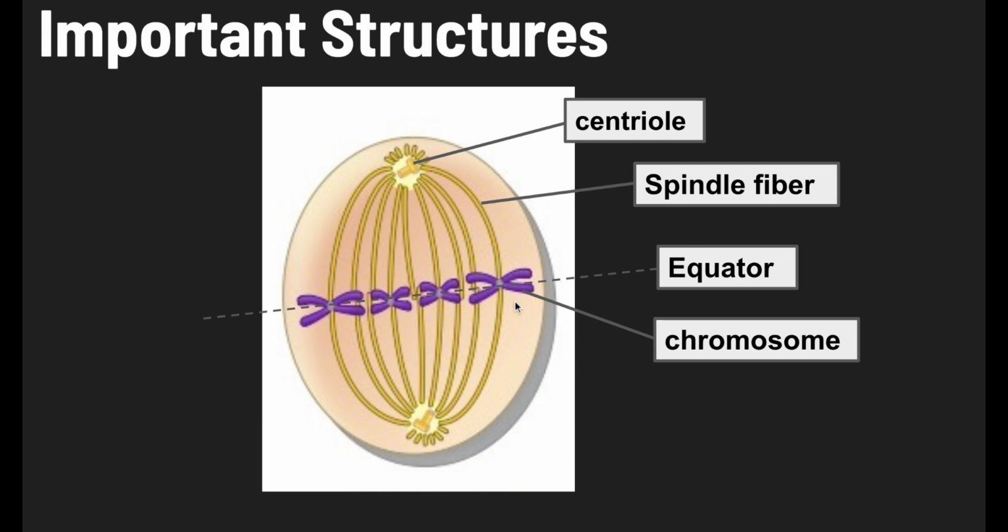The purple X, that's a chromosome. The chromosomes, in this case, are lined up along the equator of the cell. That's just the middle of the cell. So those are the major structures that you need to be familiar with.